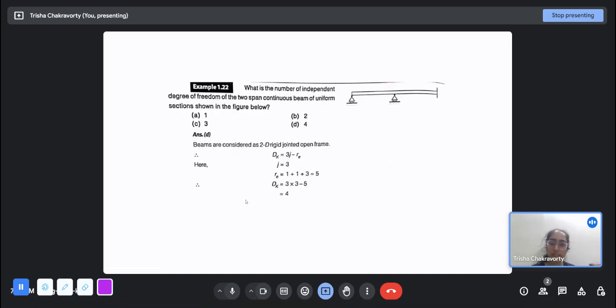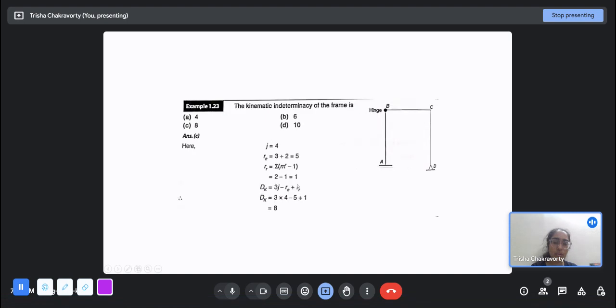Let us look at this. The number of independent degrees of freedom for a two-span continuous beam of uniform section. Basically, this has 1, 2, 3 joints, and 3 into 3 degrees of freedom. And then there is one fixed support that has three support reactions, and there are two rollers that give one reaction each. So there are 5 reactions. So the degree of kinematic indeterminacy is 3 into 3 minus 5, that is 4.